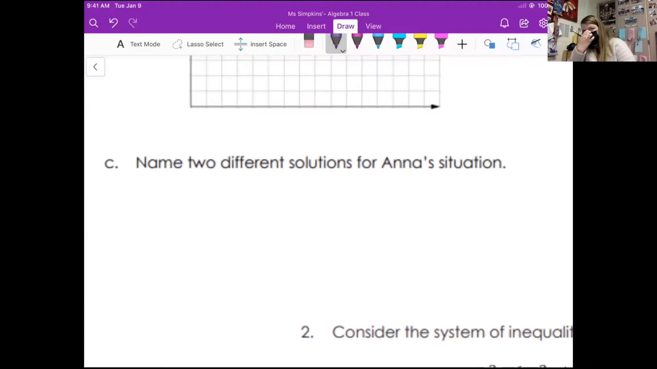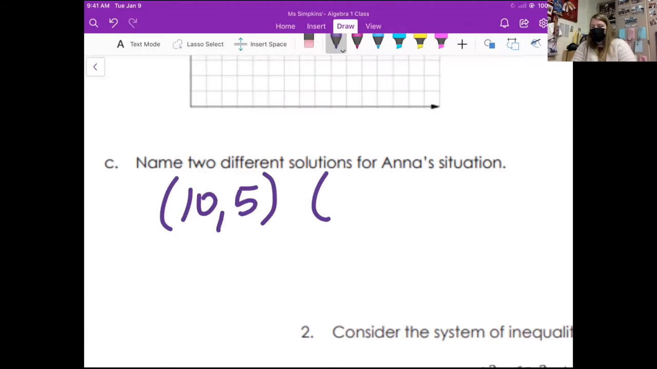So you're looking in the little triangle. What's a point in that triangle? Yeah, Mackenzie. 10, 5. So that represents 10 paperback and 5 hardback. What's another option? Grace? 6, 8. So 6 paperback, 8 hardback. Lena?